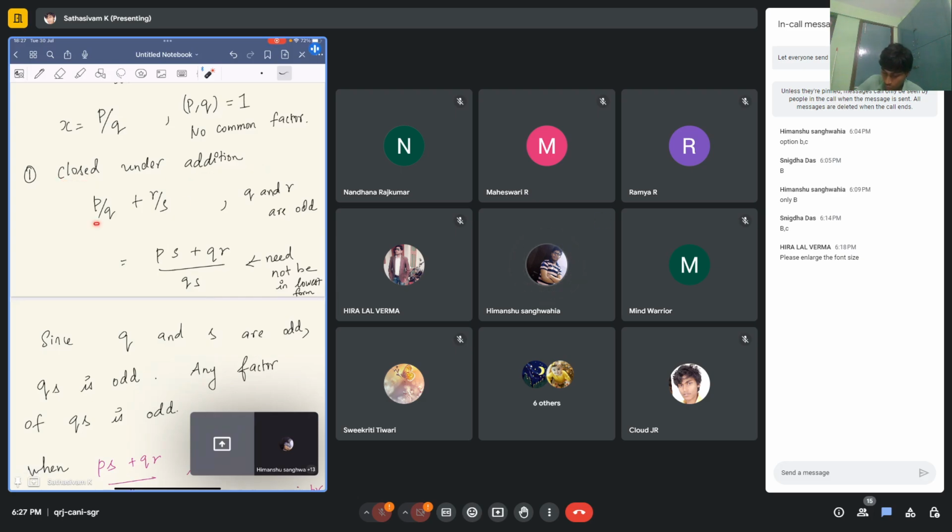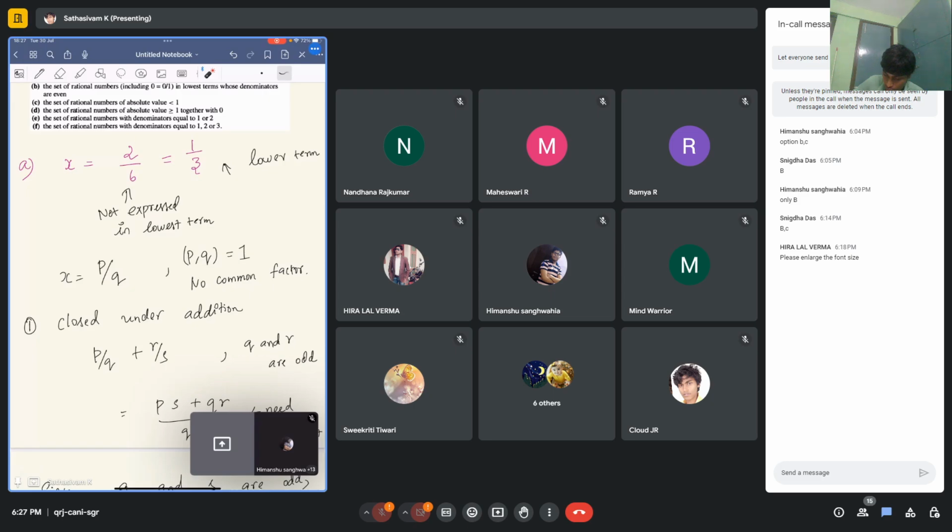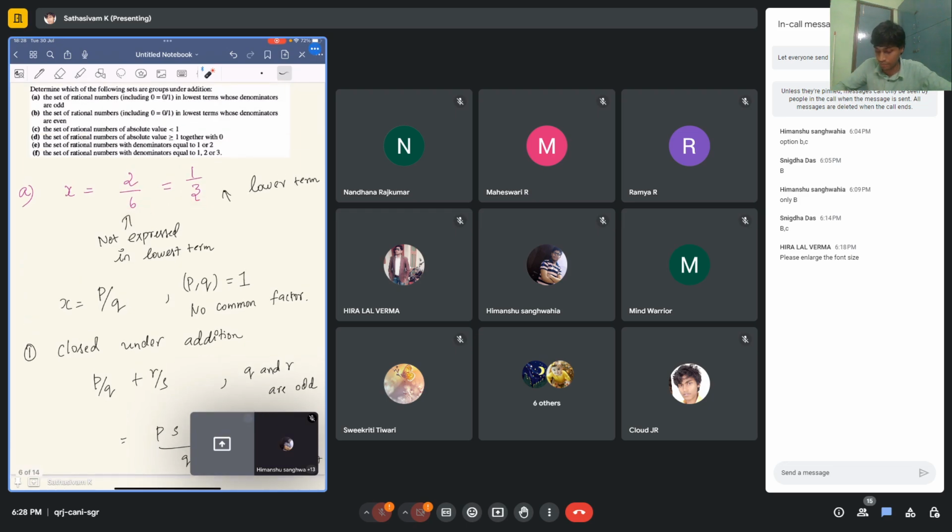Basically, once you take this and write it, and then you express it in the lowest term, it became odd. Here I want to say that these two numbers are actually the same. They are not different. But in order to see the expression, we are expressing it in the lowest form so that we can work with it. So whether you write it like this or like this, for associativity it does not matter.